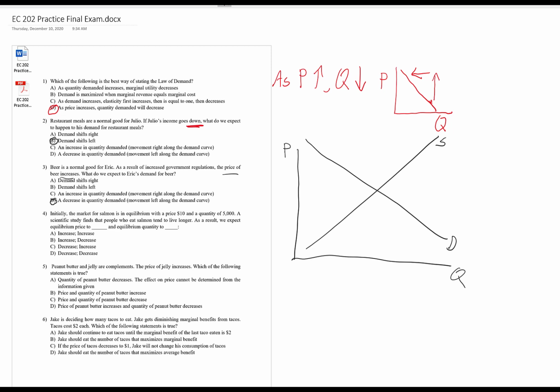and people who eat salmon live longer. People are going to like salmon more. We will increase demand for salmon. That's a shift to the right. And what happens? We go from here to here. So price increases and quantity increases. Price will increase and quantity will increase.